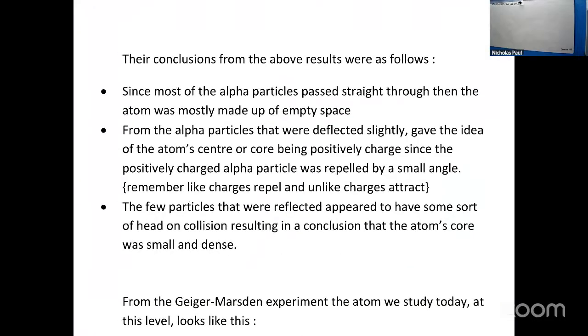So their conclusions were, since most of the alpha particles passed straight through, then the atom was mostly made up of empty space. The alpha particles that were deflected slightly gave an idea that the atom's center or core was positively charged, since the positively charged particles were repelled by a small angle. Please remember that like charges repel. Are you clear with that? The few particles that were reflected appeared to have had a head-on collision, resulting in the conclusion that the atom's core was small.